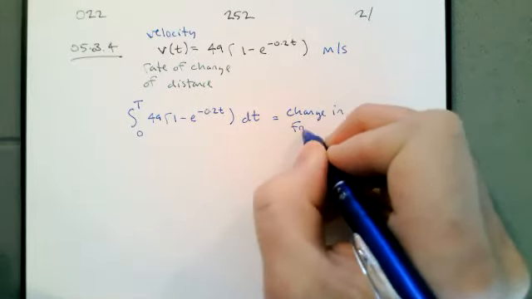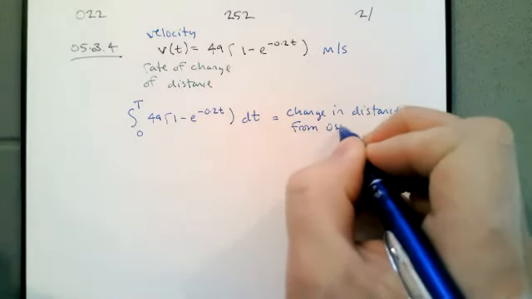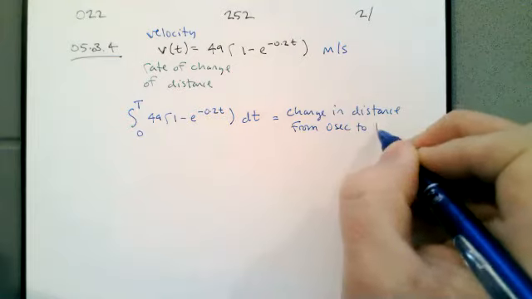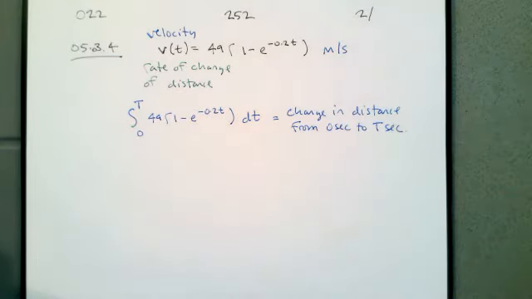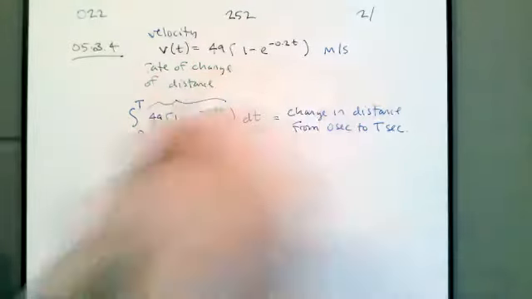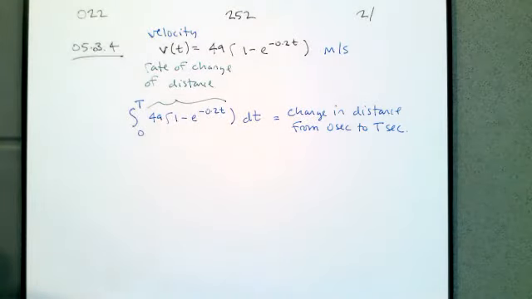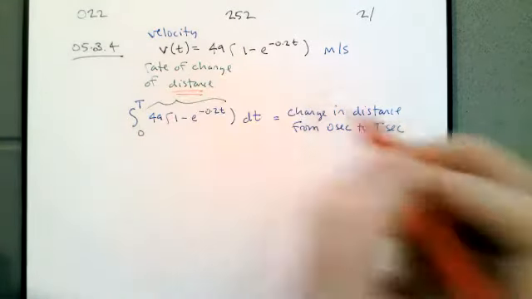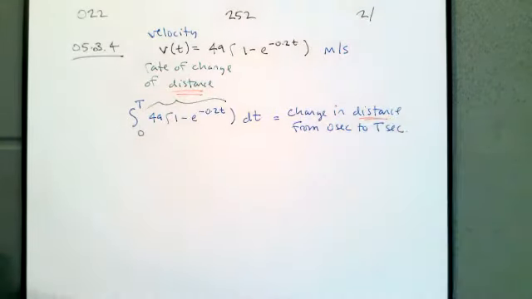from 0 seconds to capital T seconds. If we integrate the rate of change of the distance, that's this function right here. If we integrate the rate of change of the distance, that'll give us the change in the distance over that interval.